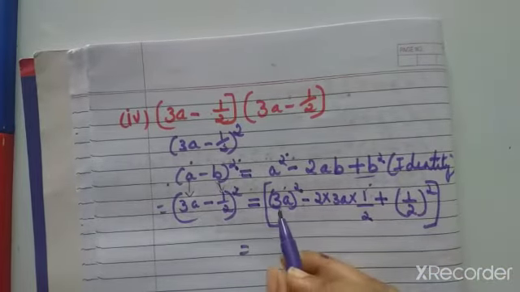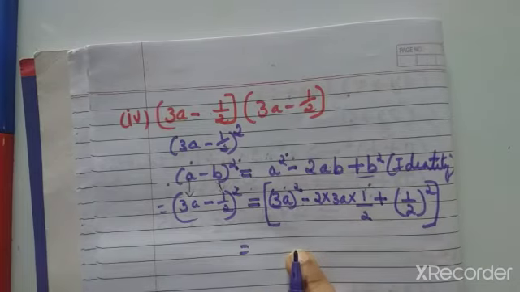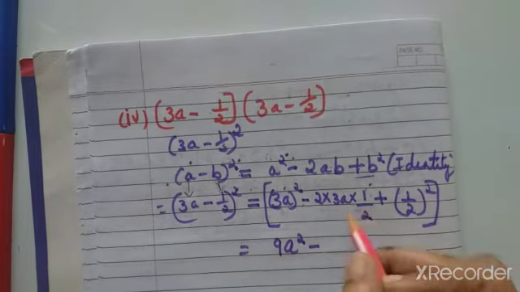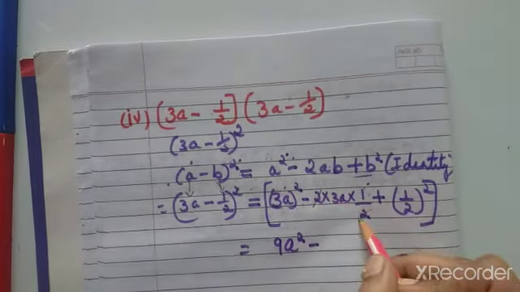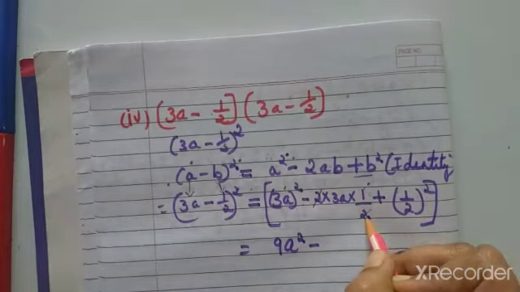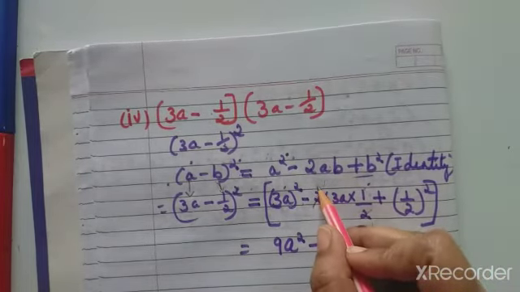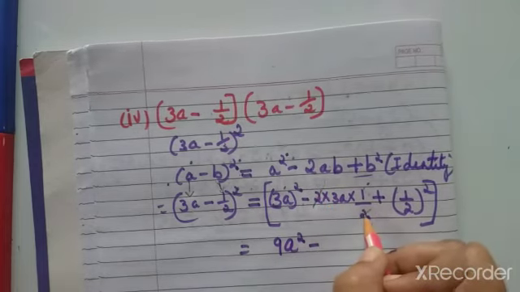Now simplify again. 3a whole square means 3a into 3a, multiplying 3a two times. 3 into 3 is 9, a into a is a square. Now we are removing the bracket. Minus. Any cancellation we can do? Yes, numerator and denominator we can cancel. 2 ones are 2, 2 ones are 2. But we can't cancel numerator with numerator or denominator with denominator. If we are reducing a value, we have to cancel from up and down, meaning numerator and denominator we can cancel.